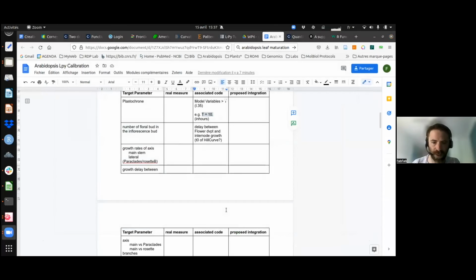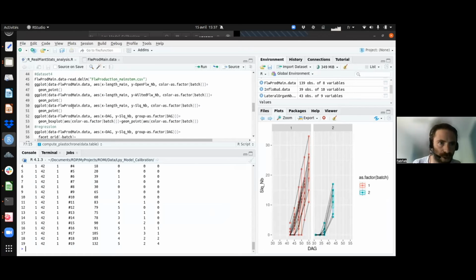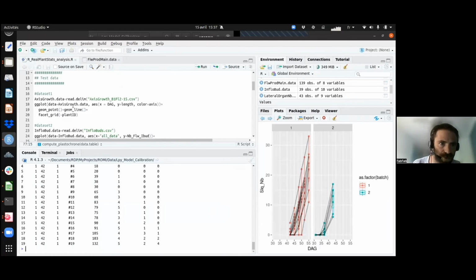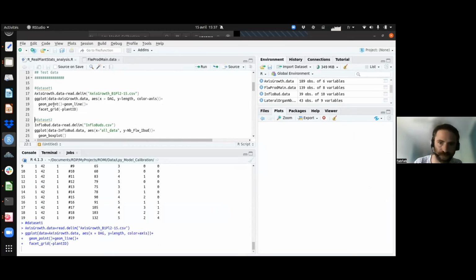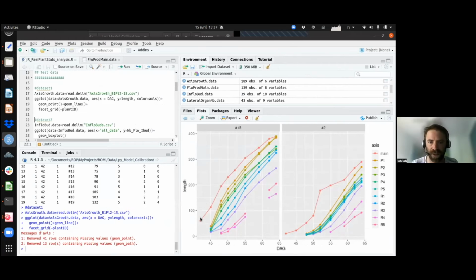Yeah. So right now, for example, let me share my screen. Yesterday I presented the growth curve. Do you remember these plots I showed you yesterday? Here I can compute a growth curve. Between each time point, I can compute the growth rate of the main axis of plant 1, 2, and 3. But then how can I translate this into the model? I have no clue. And I think it's not the right way to do it.